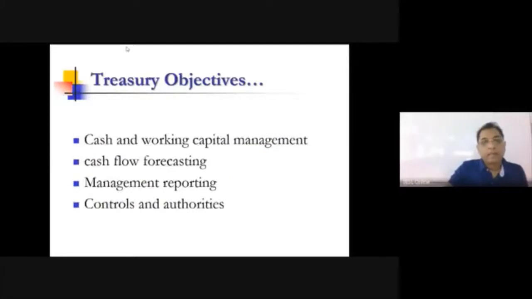So, like I said, all of what I'm talking about we've already discussed. Slide number 13: cash and working capital management, cash flow forecasting, management reporting, controls, and authorities. So basically, all these come into managing liquidity, managing funds of the bank, and reporting those to ALCO and other related committees.